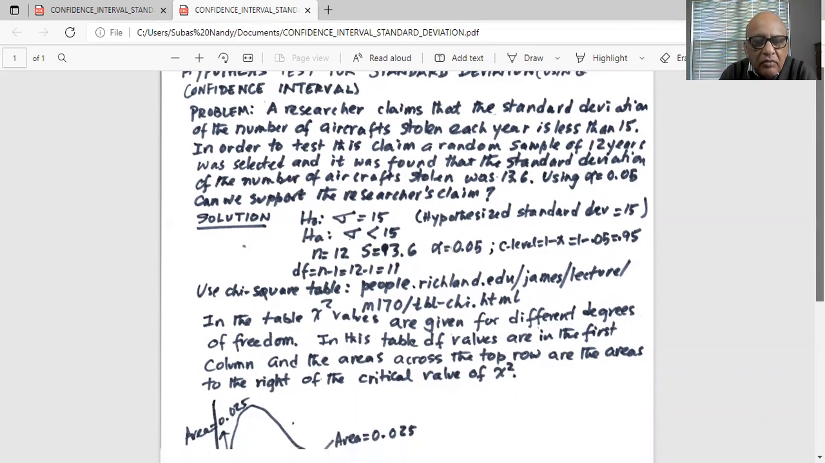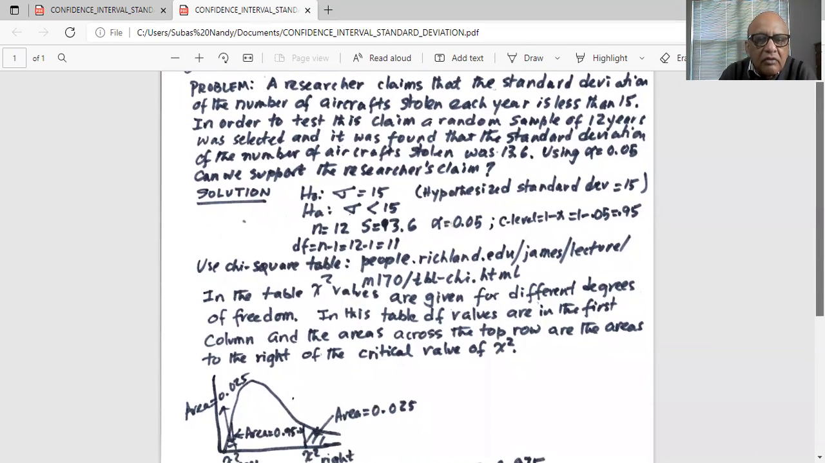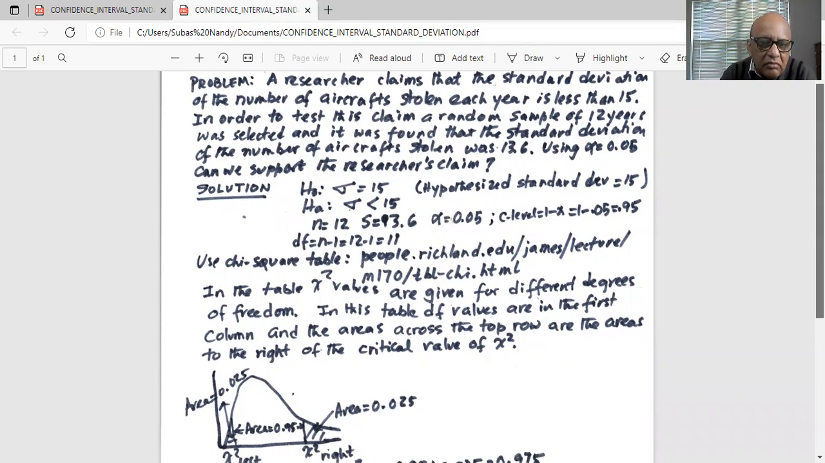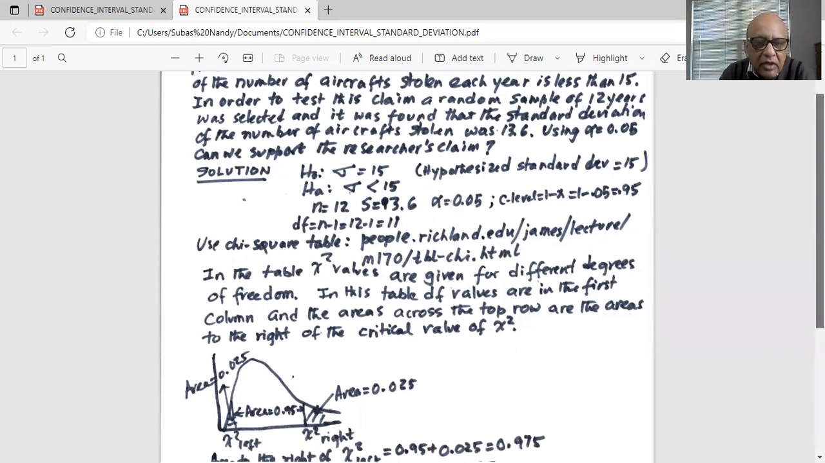In order to solve this problem, we have to use the chi-square table. I have given the web address that I found on the web, which lists the chi-square table. You can use this link, or you can use another link, or you can use the textbook if you have a chi-square table available in your textbook. The table that I have used is from the link I have given.